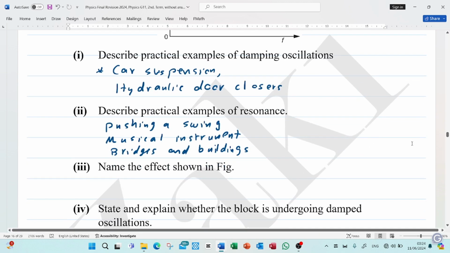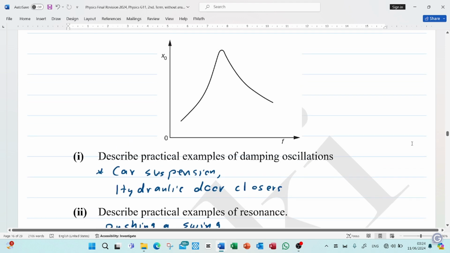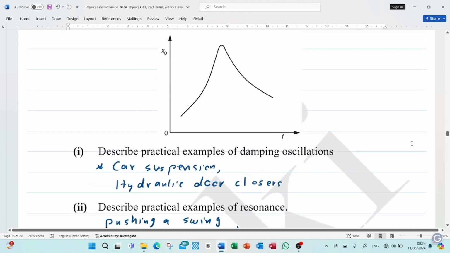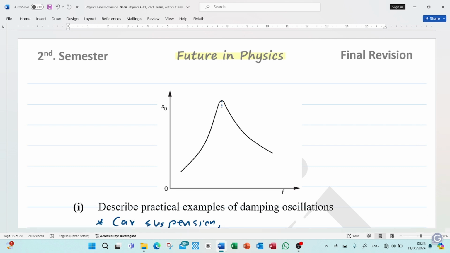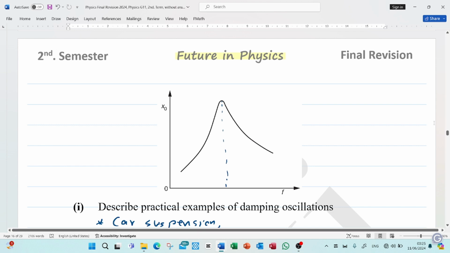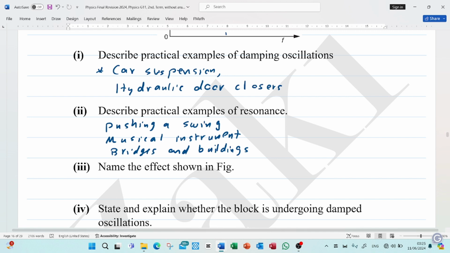Name the effect shown in the figure. This effect here is resonance. Here, this is the resonance at maximum frequency. Okay, when the external frequency matches the natural frequency, it will vibrate with maximum amplitude. Then this effect is resonance. So the graph tells us about resonance.